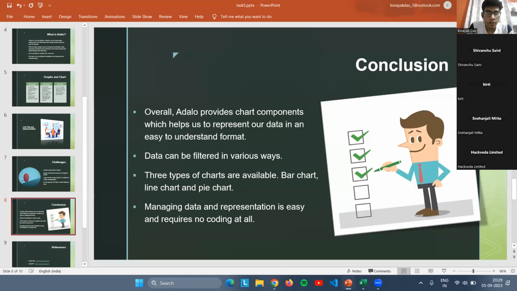So yeah, Adalo only provides us with 3 types of charts, which are bar chart, line chart, and pie chart, as I've implemented. And managing the data and representation is easy and requires no coding at all.